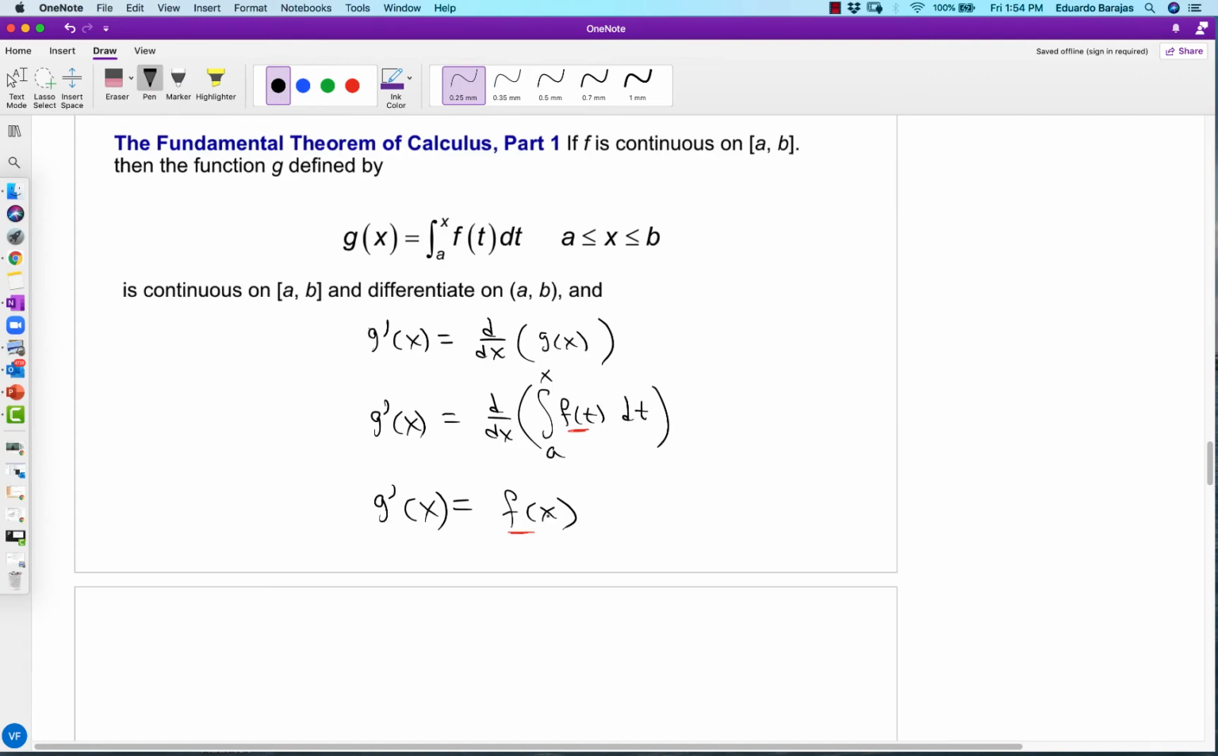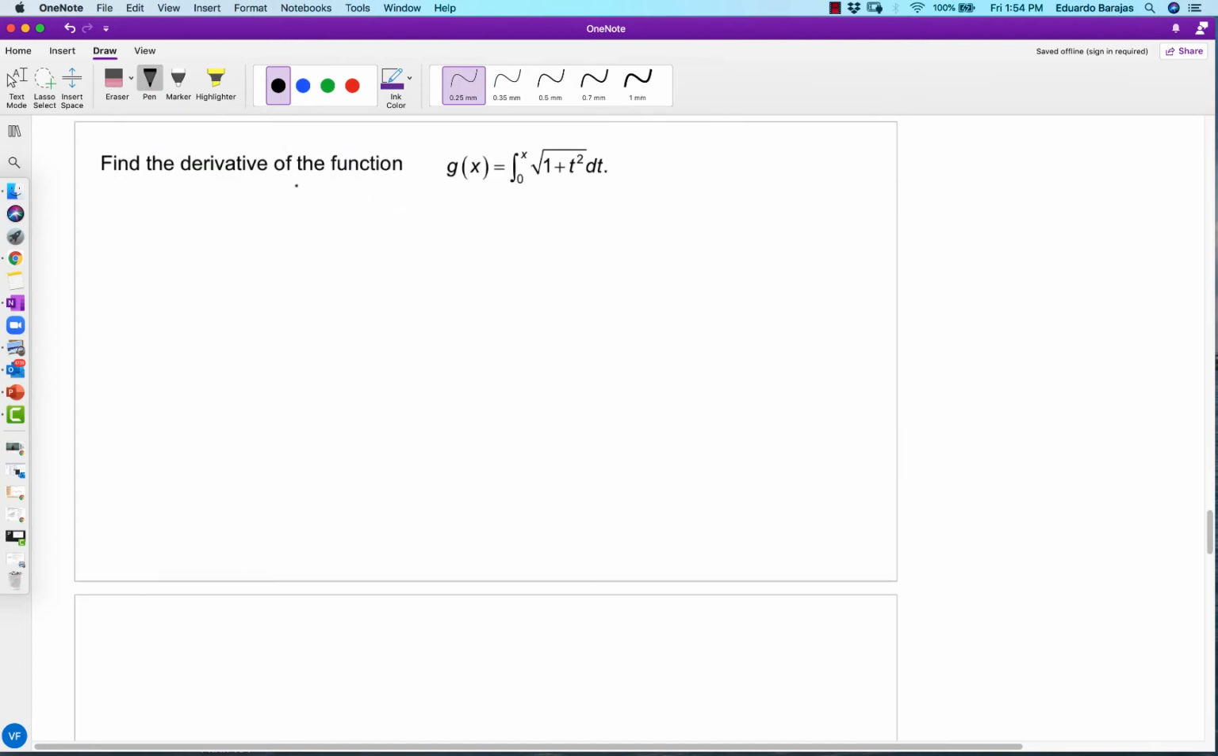Let's look at an example. For example, you might be asked to find the derivative of this g function, where now they've specifically given us an equation. So they're asking us to find g prime of x, right? Find the derivative of the g function, which we know is the derivative with respect to x of the integral from 0 to x of 1 plus t squared dt.